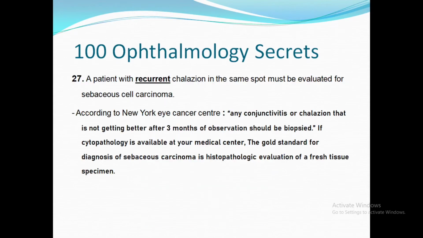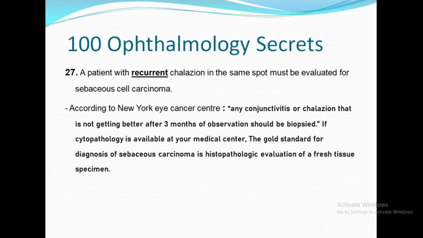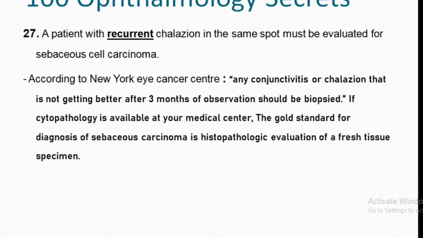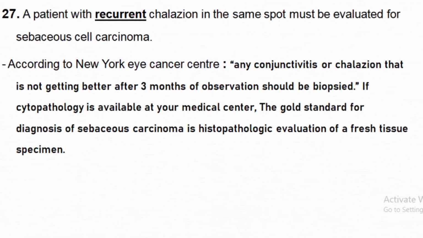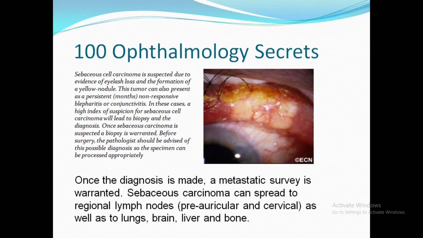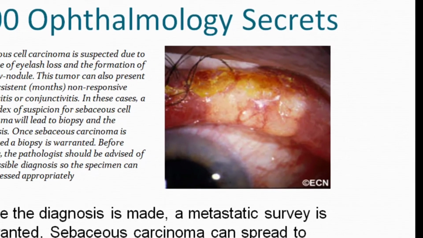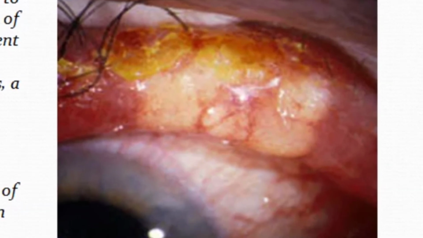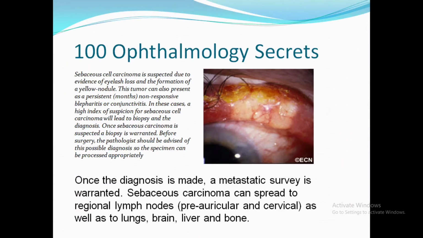A patient with recurrent chalazion in the same spot must be evaluated for sebaceous cell carcinoma. According to New York Eye Cancer Center, any conjunctivitis or chalazion that is not getting better after 3 months of observation should be biopsied. Look at this photo. A sebaceous cell carcinoma is suspected due to evidence of eyelash loss and formation of a yellow nodule. Once diagnosis is made, a metastatic survey is warranted. Sebaceous cell carcinoma can spread to regional lymph nodes, as well as to lung, brain, liver, and bone.